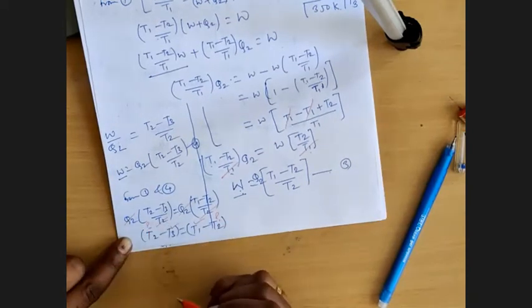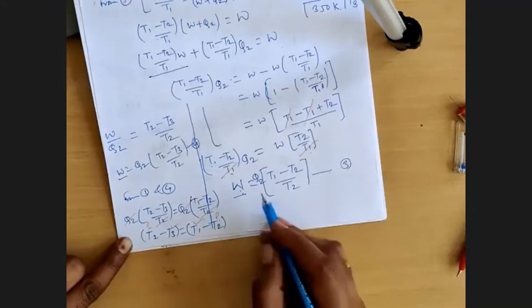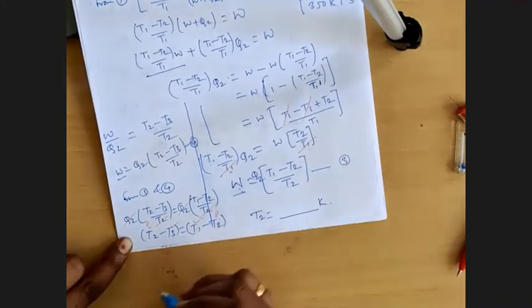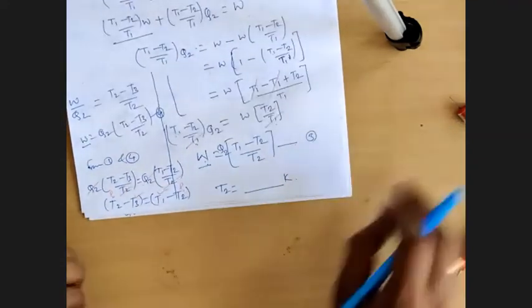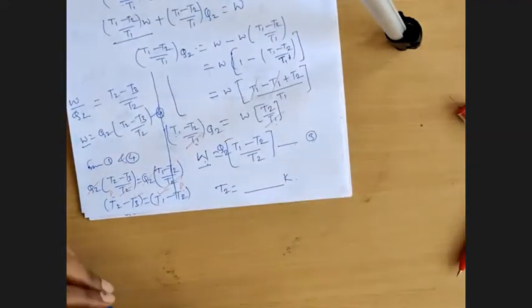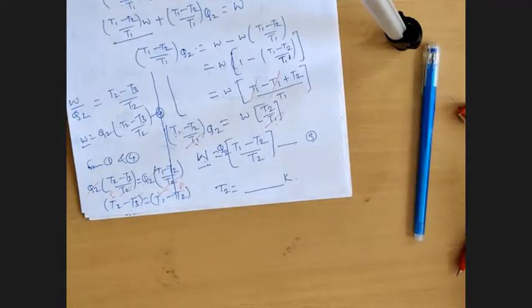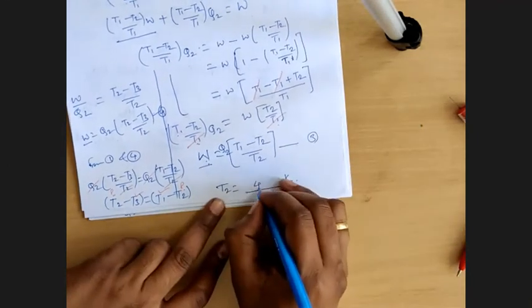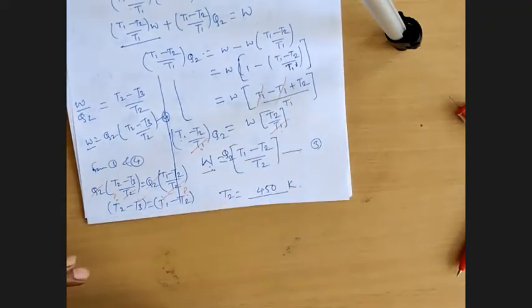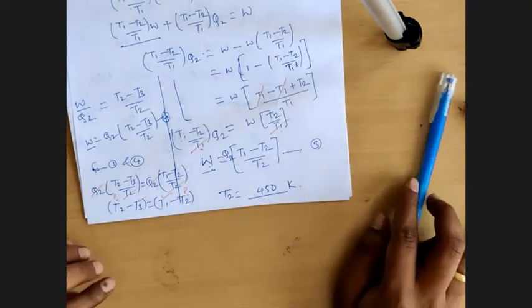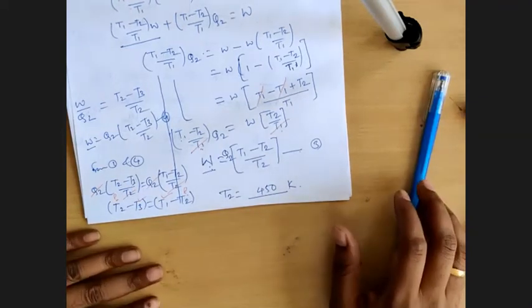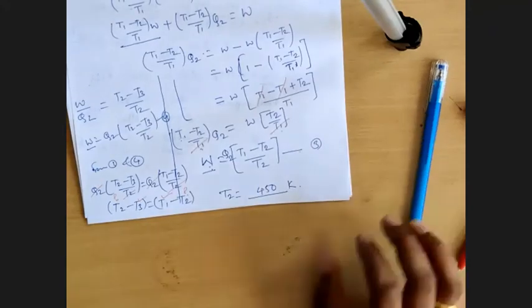So you need to solve this one and find the value of T2. So put the values and tell me the answer. What T2 you get. 450. Very good. T2 is equal to 450 Kelvin. So that is the intermediate temperature that we were asked to calculate. Umesh, you also got the answer? Yes. Okay.